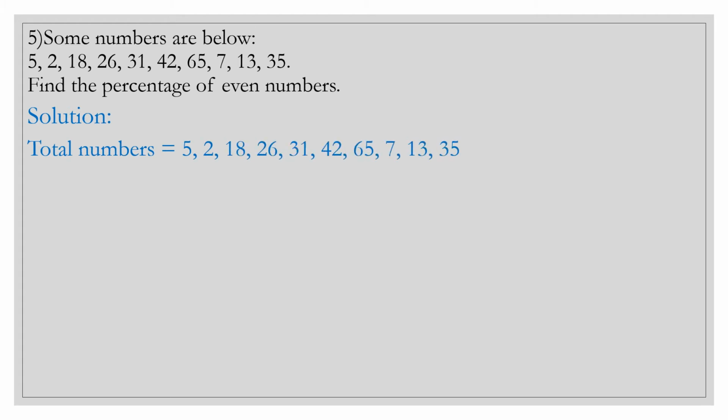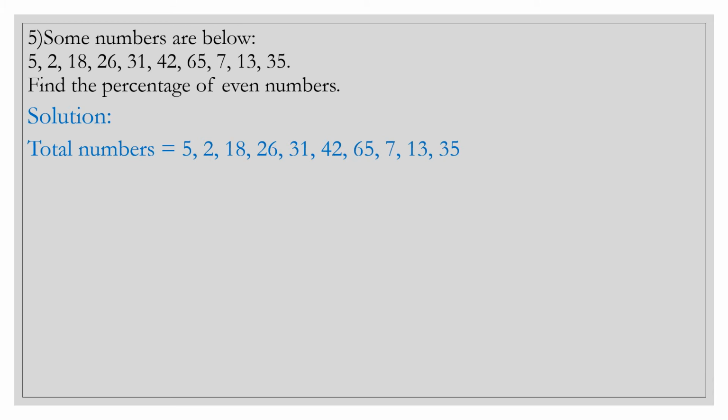Question number 5. Some numbers are below: 5, 2, 18, 26, 31, 42, 65, 7, 13 and 35. Find the percentage of even numbers. First, write down total numbers is equal to 5, 2, 18, 26, 31, 42, 65, 7, 13 and 35.